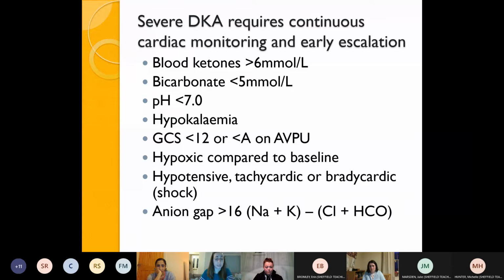Those with hypokalemia, especially at the beginning of treatment. If they've already got a low potassium and we're going to be giving them a lot of fluid, which will dilute them, and insulin, which will also worsen hypokalemia, they may need to go to HDU for neat IV potassium treatment. Anyone who's dropping the GCS, there's a risk of cerebral edema. Anyone who's hypoxic or becoming hypoxic, there's a risk there of pulmonary edema. And anyone who's shocked.